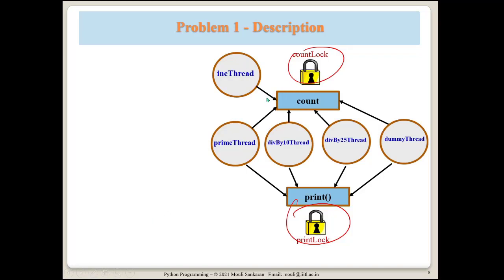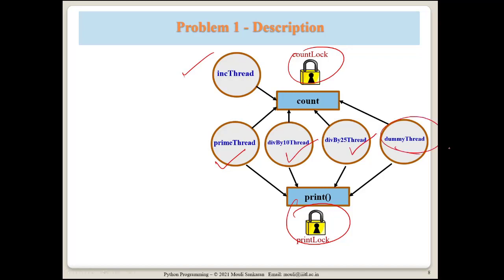So when you do this, what happens finally is this will keep on incrementing the value. It goes forever and all of them are running forever, so you get the output continuously. Whenever a prime number is found, this one will print. Whenever divisible by 10 comes, it will print. This will print whenever 25 comes.